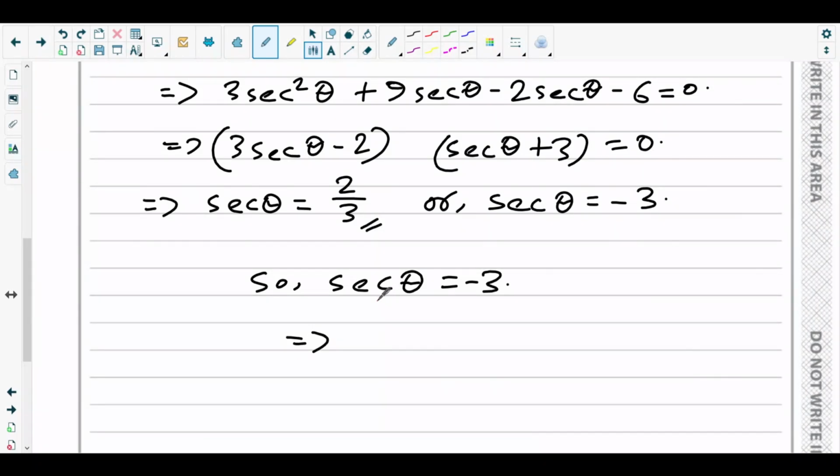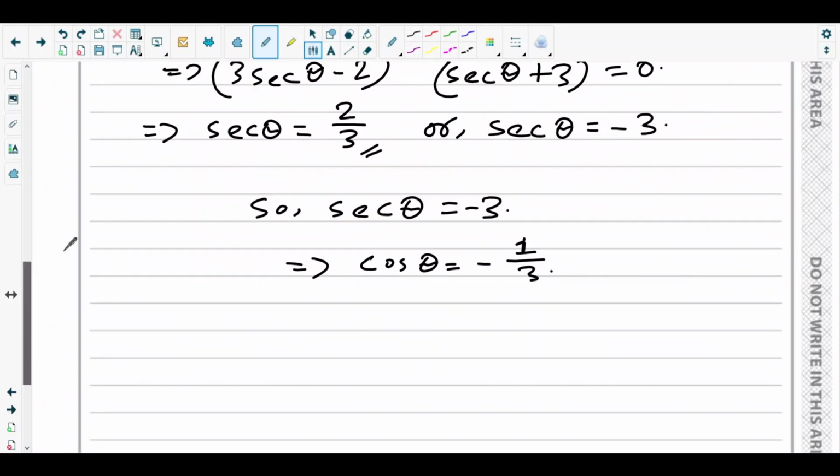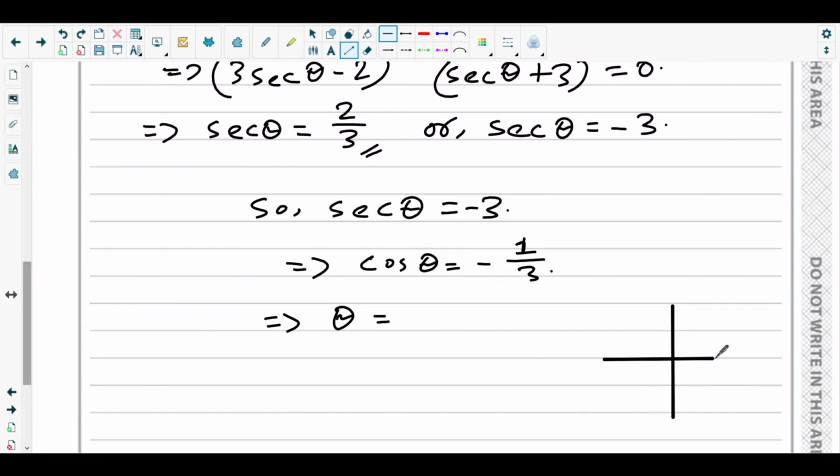Now sec theta is the reciprocal of cos theta, right? Why do we need cos theta here? Because generally we deal with trigonometric ratios like sin theta, cos theta, and tan theta. We are used to that, isn't it? So that's why we will consider cos theta here. Cos theta is the reciprocal of sec theta, that means it will be -1/3. Now use the CAST diagram, a concept from Pure Mathematics 2, to get the possible values for theta, considering the quadrants.